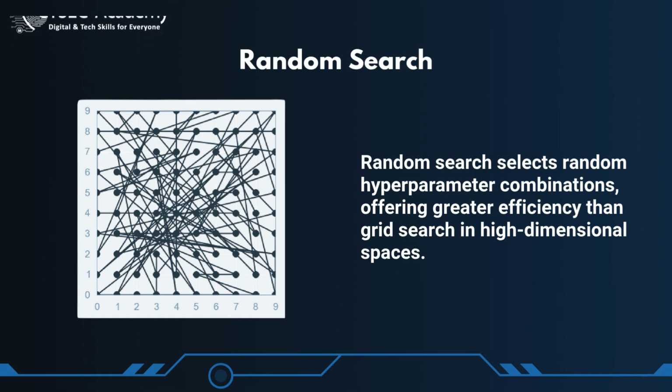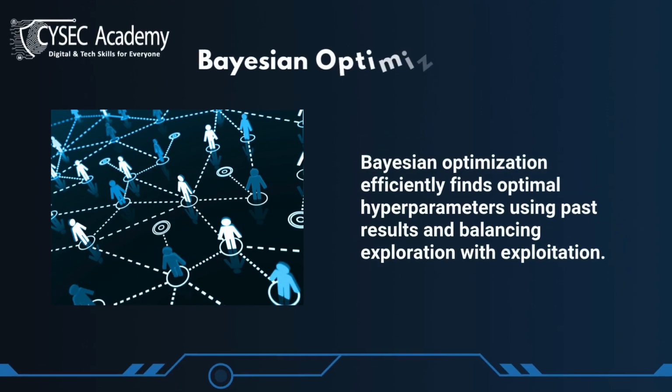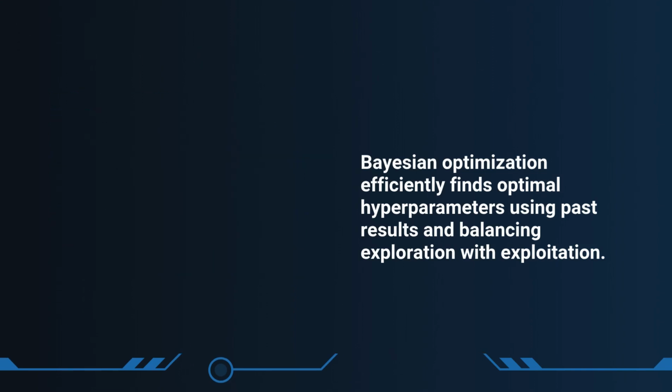3. Bayesian optimization. Bayesian optimization uses past results to efficiently find optimal hyperparameters by balancing exploration and exploitation. Procedure. Define a probabilistic model of the objective function, iteratively update the model based on past evaluations, and use the model to select new hyperparameter values to test.